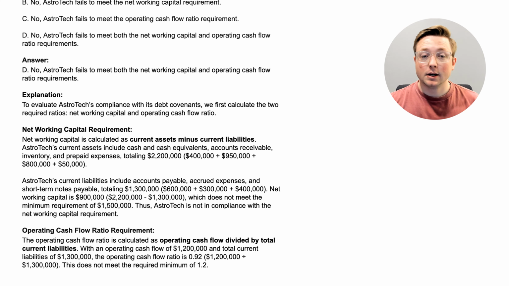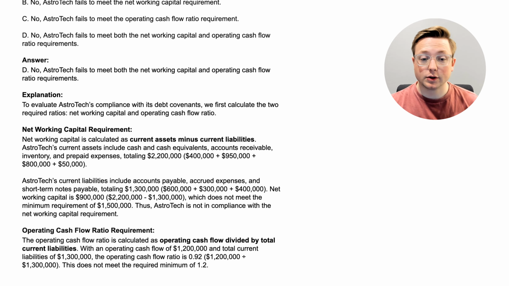The answer is D. No, they fail to meet either of the requirements. They do not meet both the net working capital and the operating cash flow ratio requirements. So let's walk through this. Again, you very well may see a sim kind of like this, where you have to calculate multiple things to see if they're in compliance with these 2, 3, 4 different covenant requirements. So let's go through this.